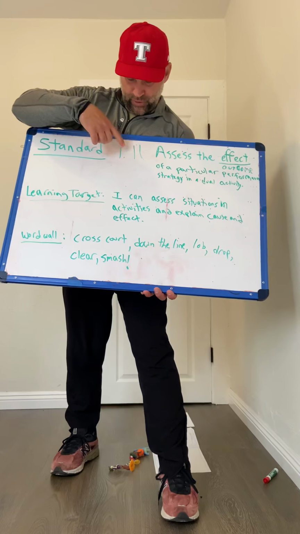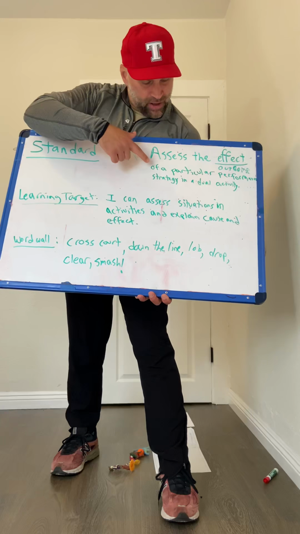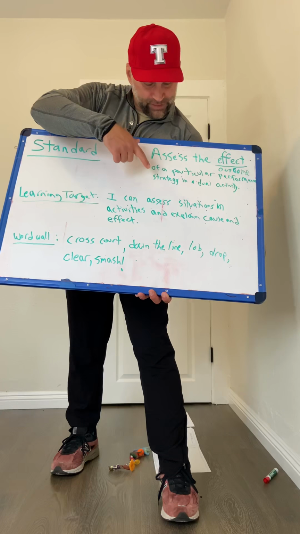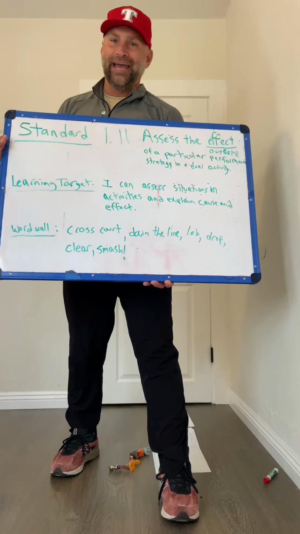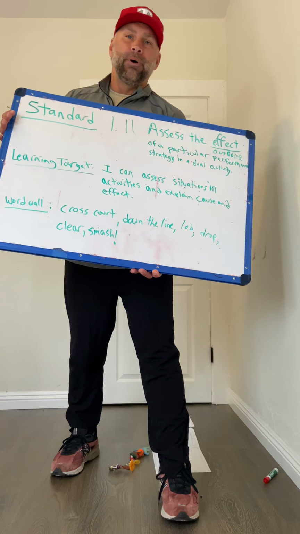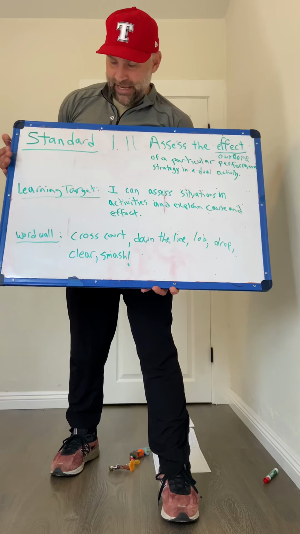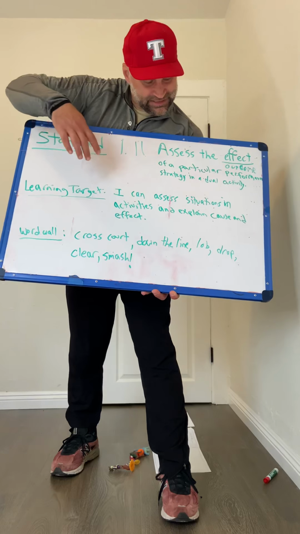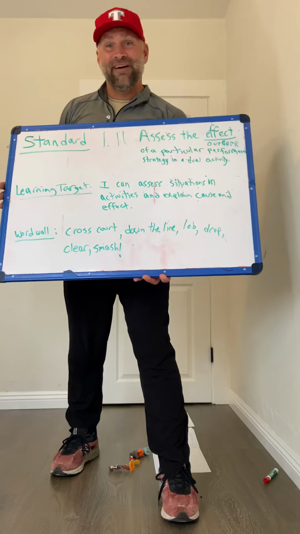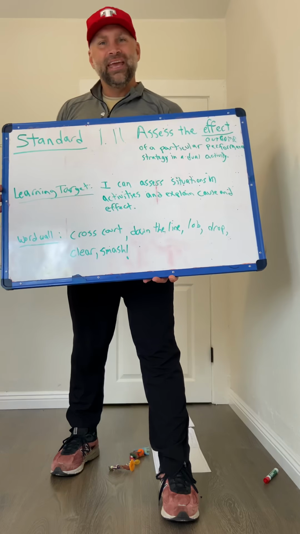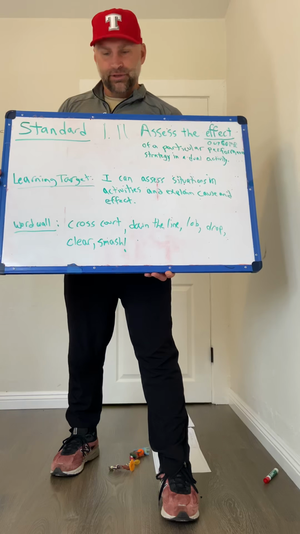Our standard 1.11: assess the effect or outcome of a particular performance strategy in a dual activity. Well, you normally play pickleball or tennis or badminton with a partner, so that would be a dual activity, and assessing a strategy. We're going to get to that today. Learning target: I can assess situations in activities and explain cause and effect. If this happens, then that happens. If X, then Y. So we're going to talk about that.